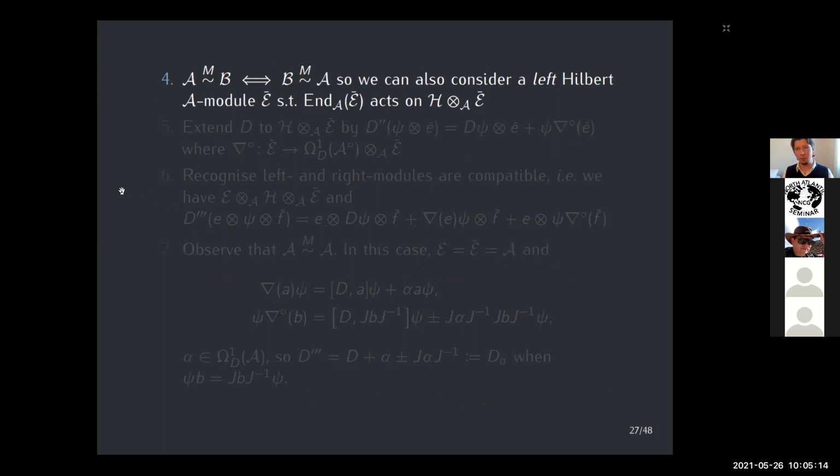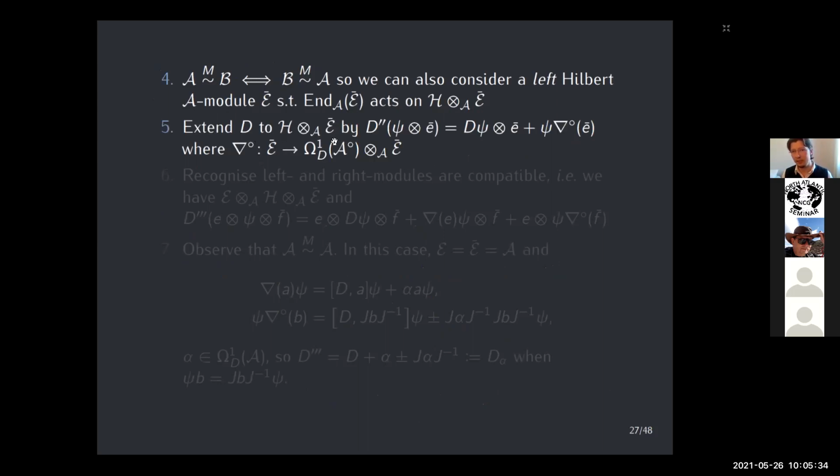Now, if A is Morita equivalent to B, then B is Morita equivalent to A. So we can do the same procedure, but with a left Hilbert A module, which here, for the sake of argument, we'll take to be the conjugate module. And then we have the same story, but with everything flipped around. So we have endomorphisms acting on H tensor E bar.